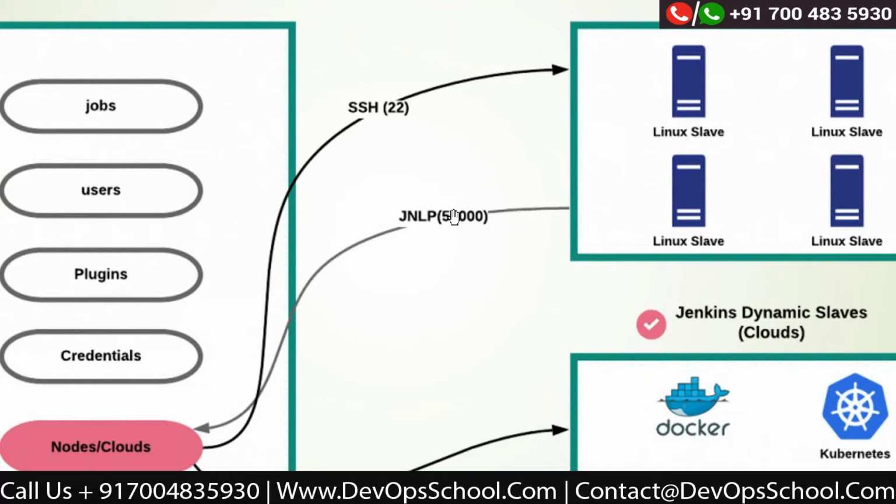If two machines connect to each other, there must be some protocol being used. So what kind of protocols are being used by Jenkins to connect to its slave machines? Like SSH, I know, like SSH. Yeah, okay. And JNLP.